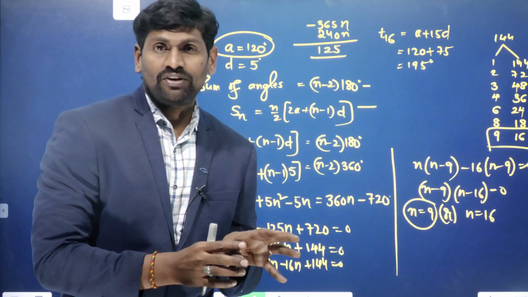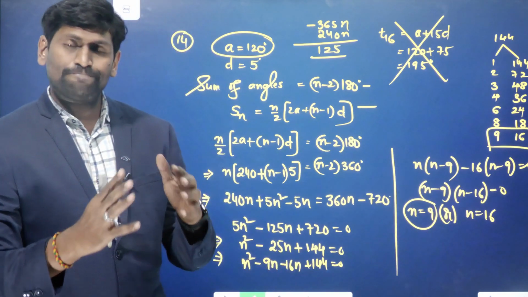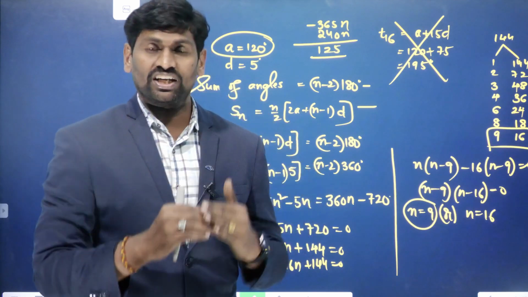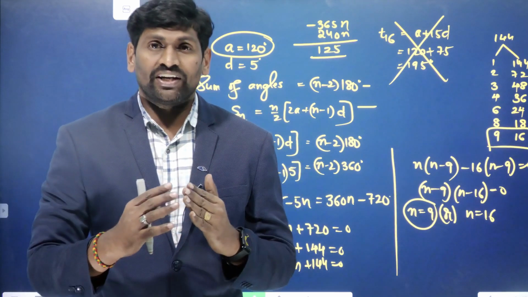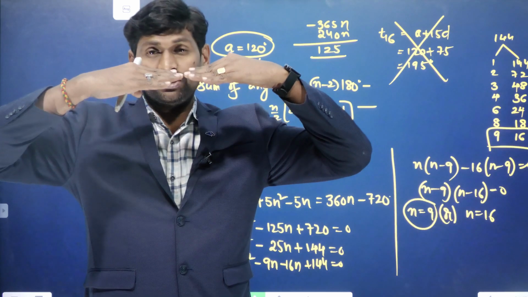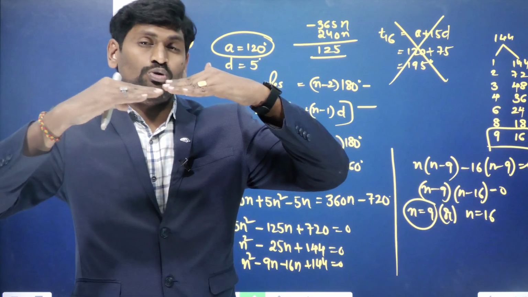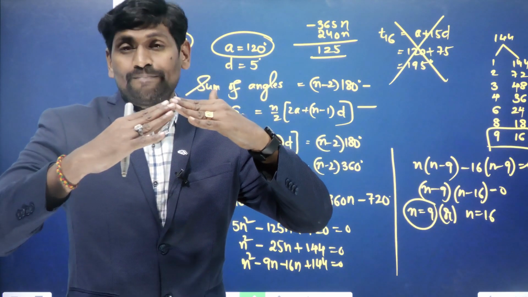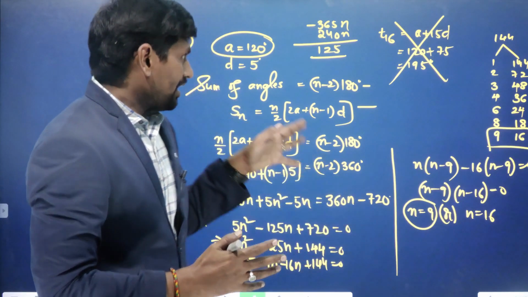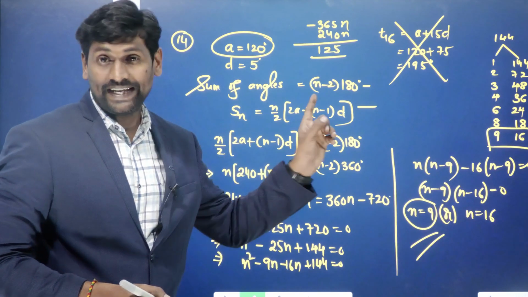195 is a possible angle for us? No. Why 195 is not a possible angle? If you take any polygon, the angle between two sides must be less than 180 degrees. Because if the angle is exactly 180 degrees, the two sides become a straight line like this. That means these two sides are appearing as a single side. So the angle between the two sides should not cross more than 180 degrees, and it should not be 180 degrees also. So our possible answer is only n equals 9. Okay, now let us go to the next problem.